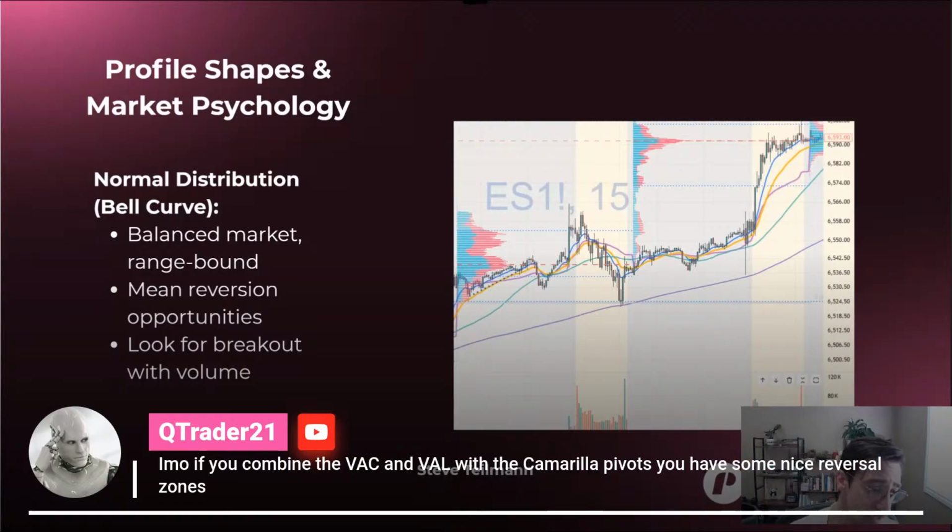But either way, if you combine those levels with the Camarilla pivots, you have some nice reversal zones. Absolutely. Camarilla pivots, another thing that I use very regularly. That's one of my intraday indicators that I use. And yeah, Camarilla pivots are great. If you want to learn more about that, guys, I've got a webinar on that too.